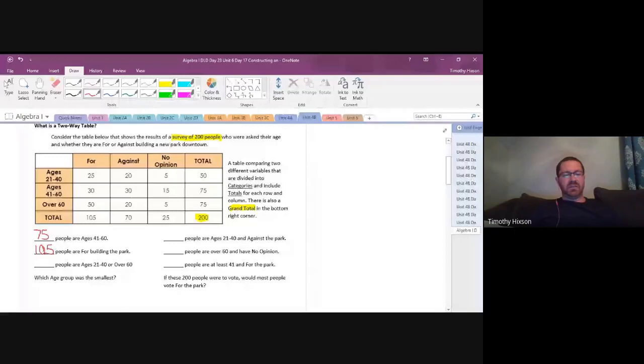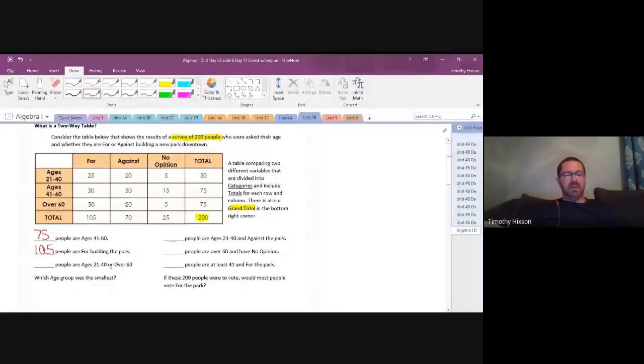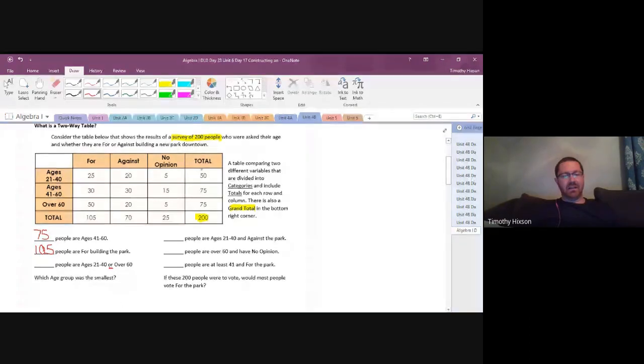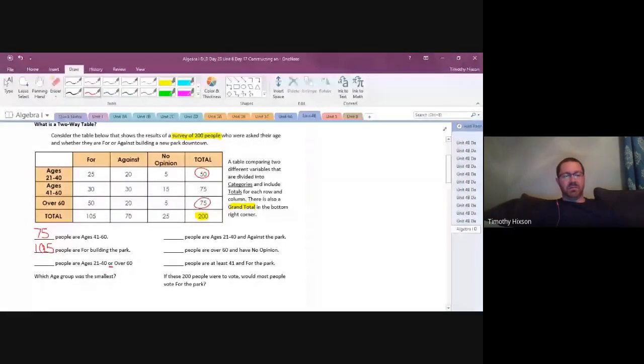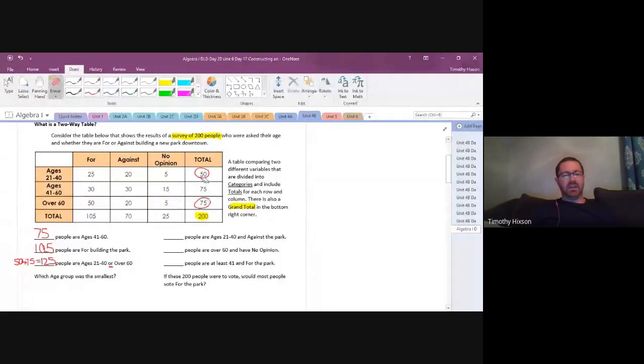Now those are some pretty basic ones, but now we look at some of these combinations. Here we have or. How many people are ages 21 to 40 or over 60? So we look at the total for ages 21 to 40, that's 50 people, and or over 60, there's 75 people over 60. So we're actually going to add these two values, 50 plus 75, and we get 125 people.